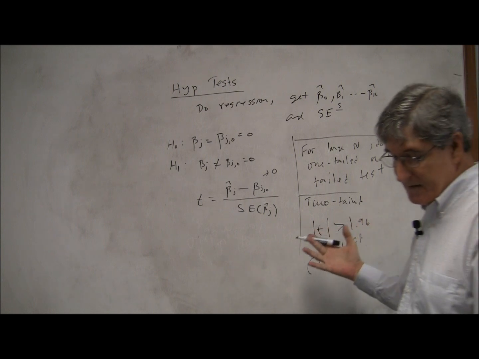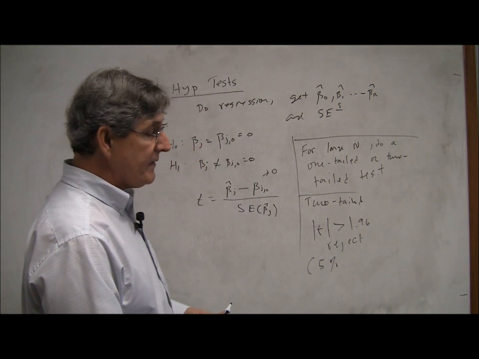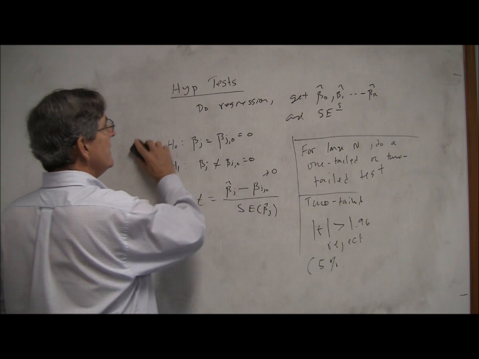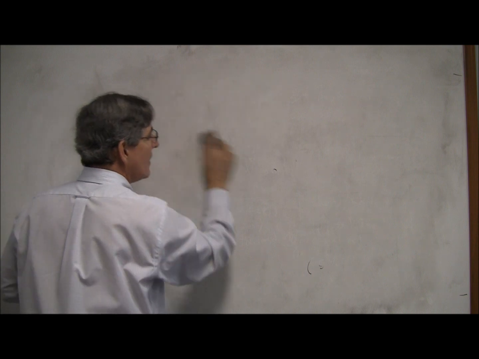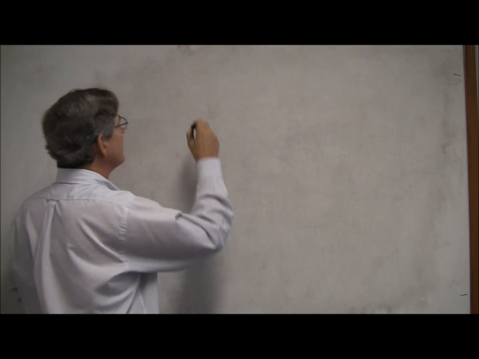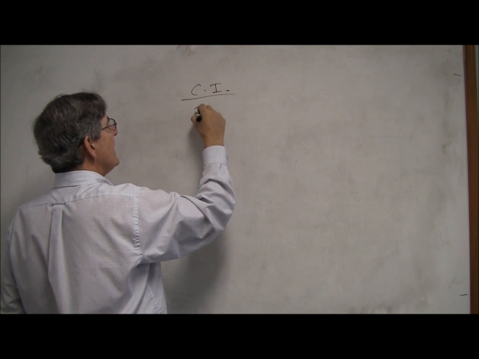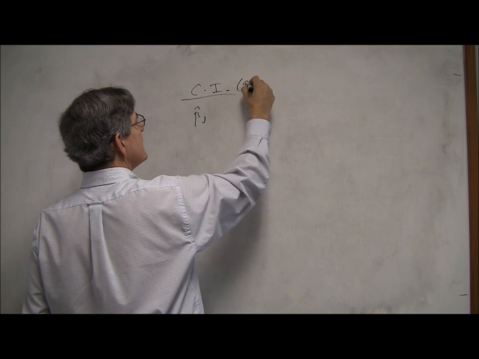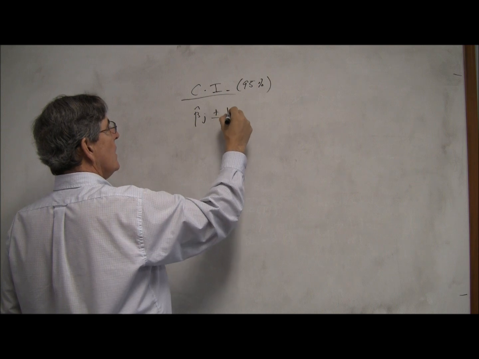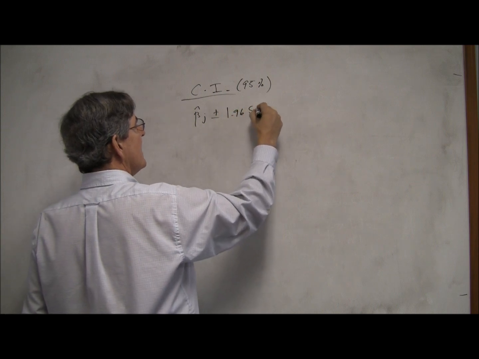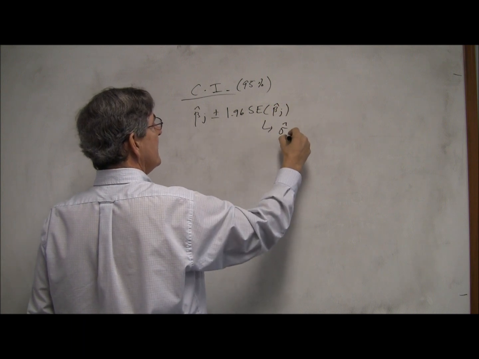It's just so the test is exactly the same as we did before, and the confidence intervals are also just what we did in the previous chapter, in chapter 5. The confidence intervals are identical. The formula, it is beta hat j, this would be a 95%, beta hat j plus or minus 1.96 times the standard error of beta hat j, what I've been calling sigma hat beta hat j.